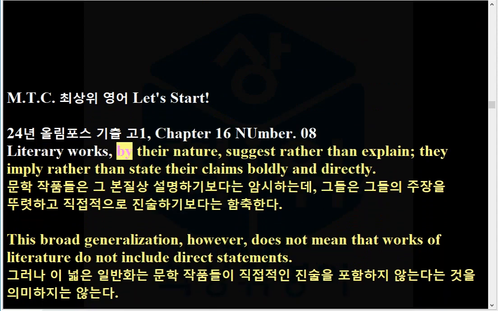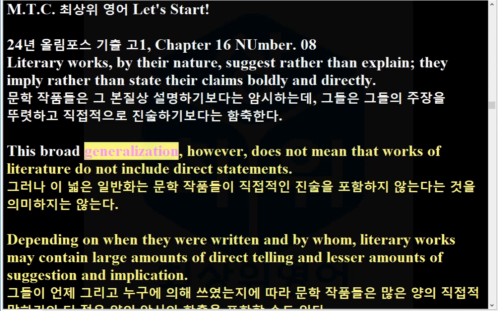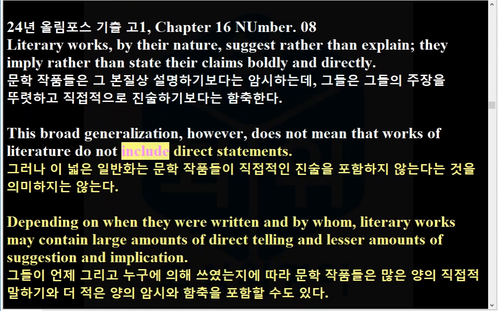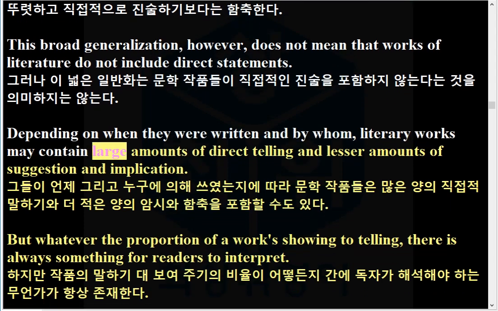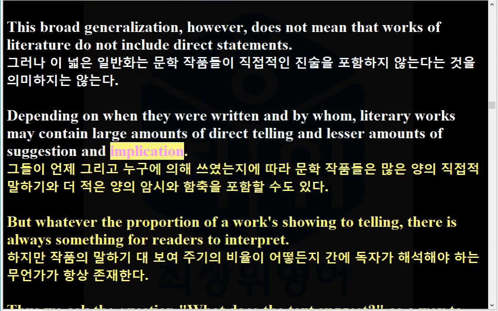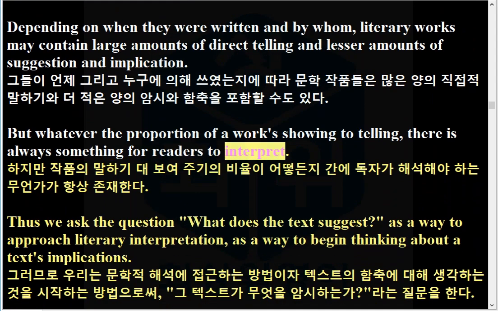Literary works, by their nature, suggest rather than explain, they imply rather than state their claims boldly and directly. This broad generalization, however, does not mean that works of literature do not include direct statements. Depending on when they were written and by whom, literary works may contain large amounts of direct telling and lesser amounts of suggestion and implication. But whatever the proportion of a work's showing to telling, there is always something for readers to interpret.